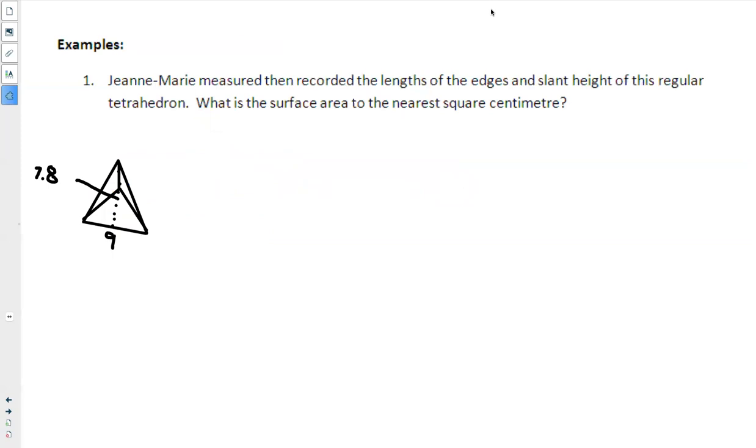Okay, so Jean-Marie measured then recorded the lengths of the edges and slant height of this regular tetrahedron. So again, regular tetrahedron, all four sides are the same in terms of surface area and side lengths. Okay. So that's gonna make it a little bit easier for us. What is the surface area to the nearest square centimeter?